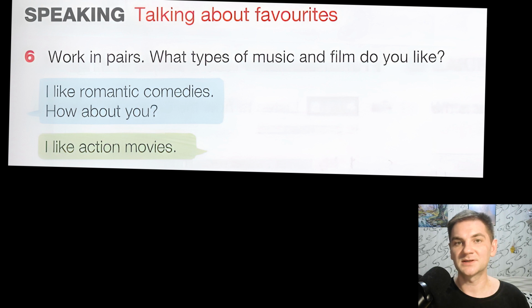Speaking, talking about your favorites. Number 6. Work in pairs. What types of music and film do you like? Oh, it's a very good topic to practice. I like, for example, fantasy films like swords, battles, magic, elves, dwarves, and so on, like Lord of the Rings. What about music? I think I like everything. I can listen to everything. Maybe I like hip hop and rap more. What about you?